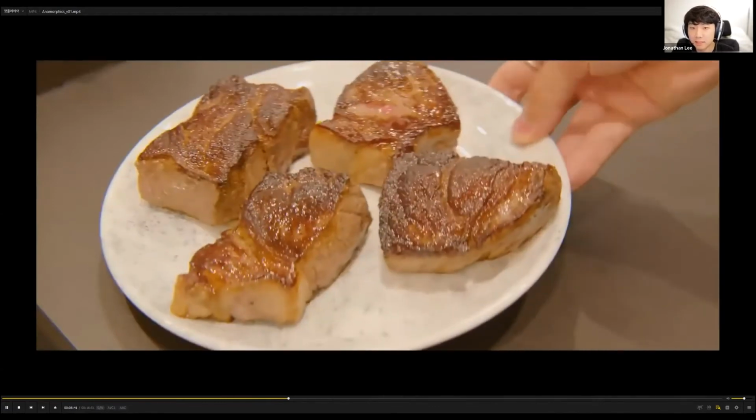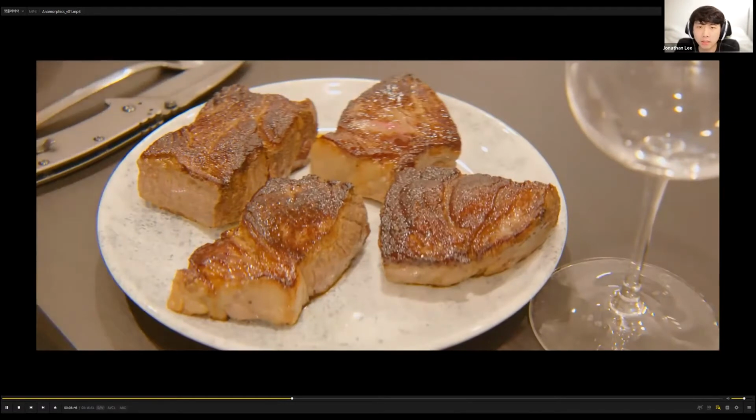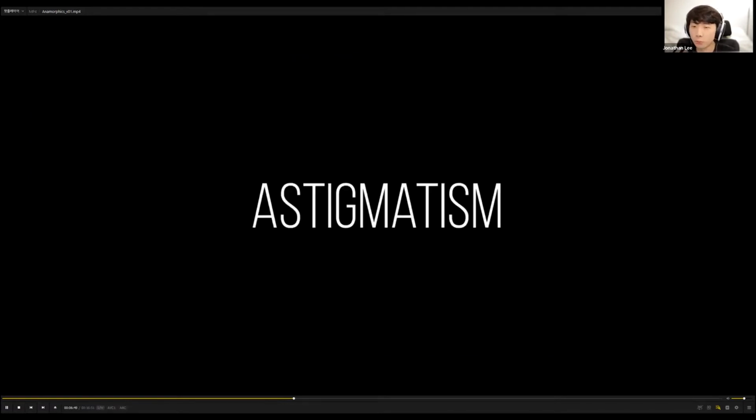And oftentimes this could also mean that it's kind of hard to focus on something because it won't produce an image that is super sharp.